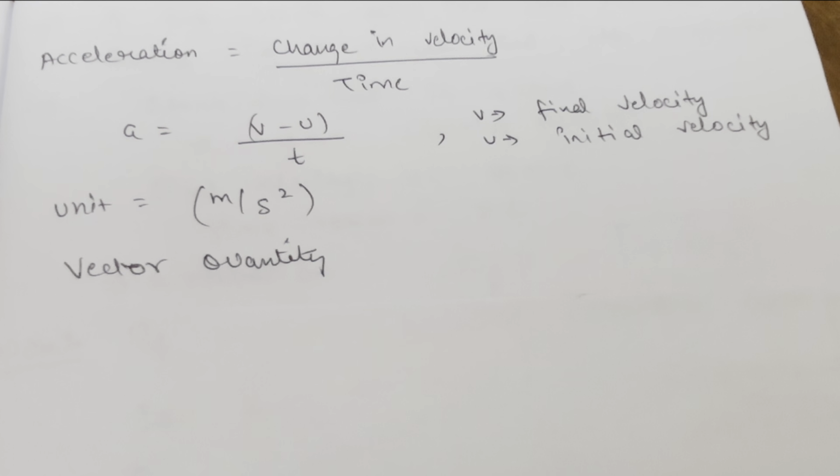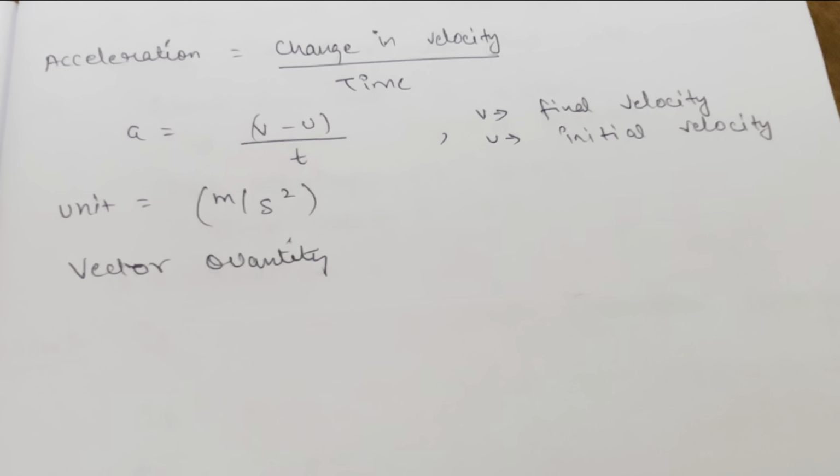So acceleration is basically the difference in the velocities between 2 points, and the time taken to make that difference. So basically final velocity minus initial velocity divided by time. So acceleration is change in velocity over time. Since it has magnitude and direction both, again it's a vector quantity and the unit is meter per second square.